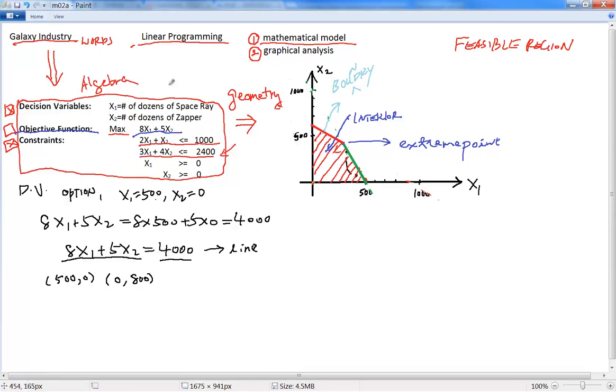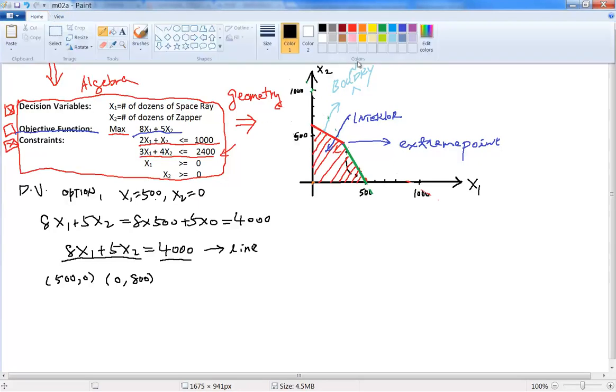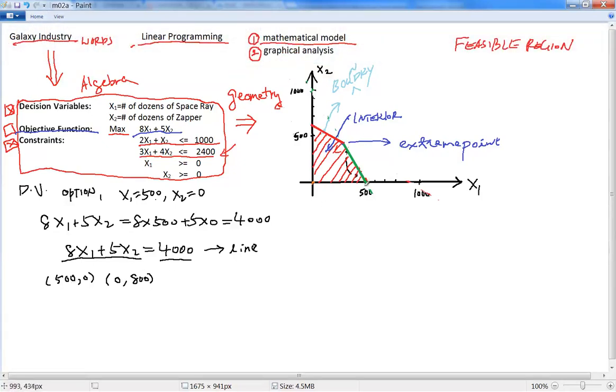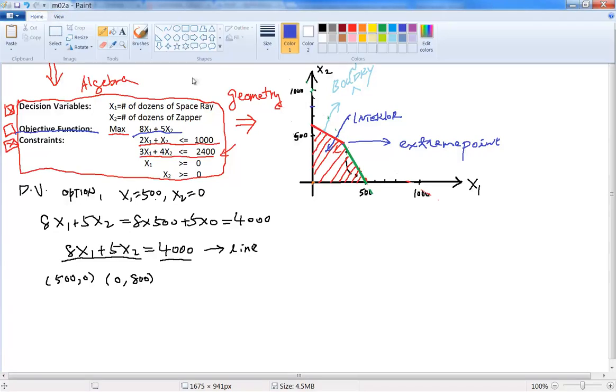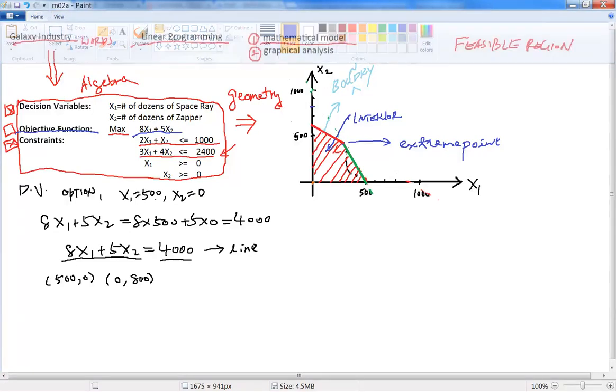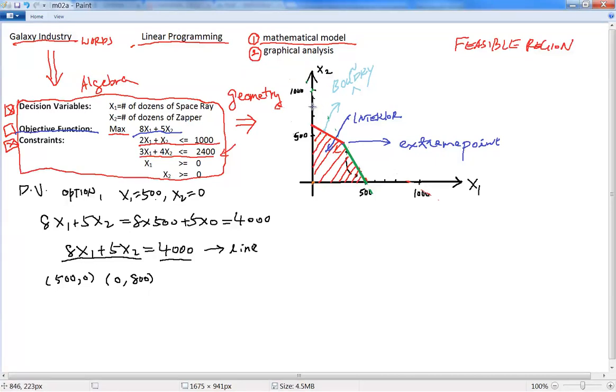So 500, 0 is here, and 0, 800 is somewhere here. So let me just use a line to connect the two points, from here to here. Alright, so this is the line that corresponds to this equation.